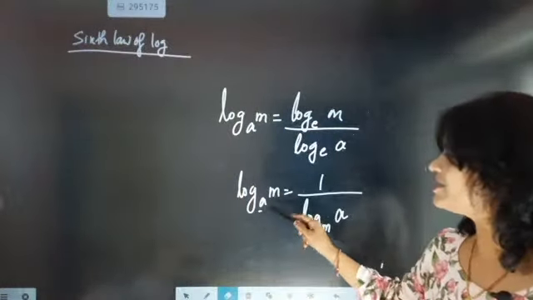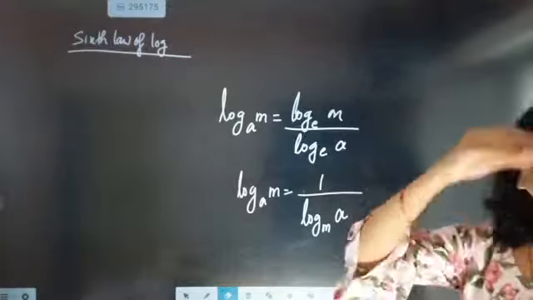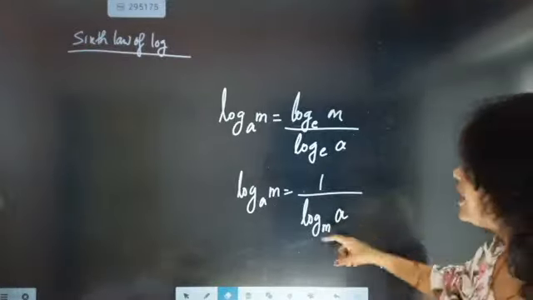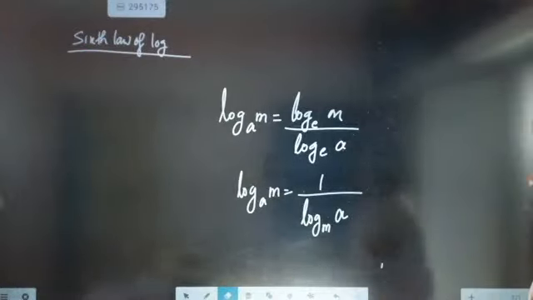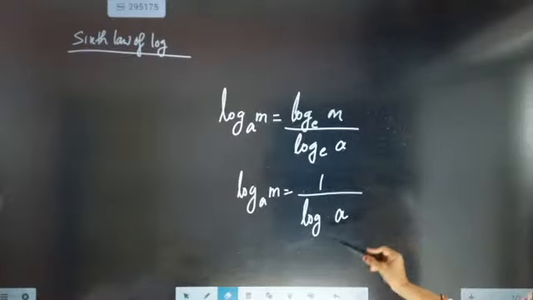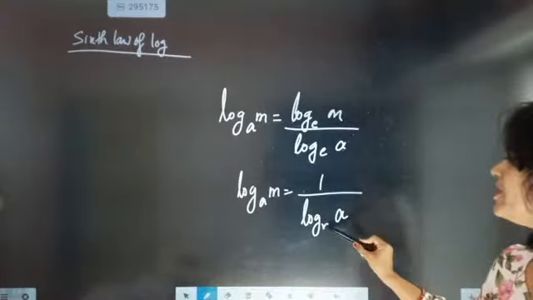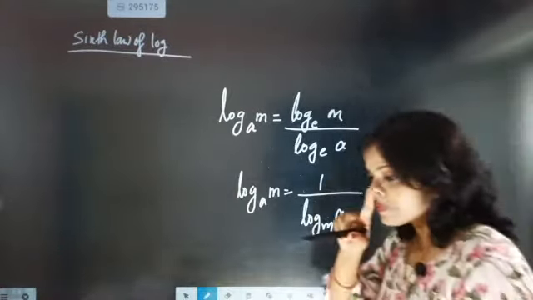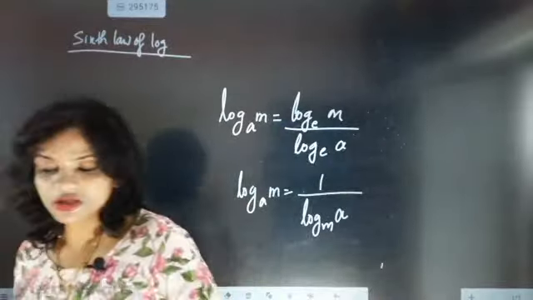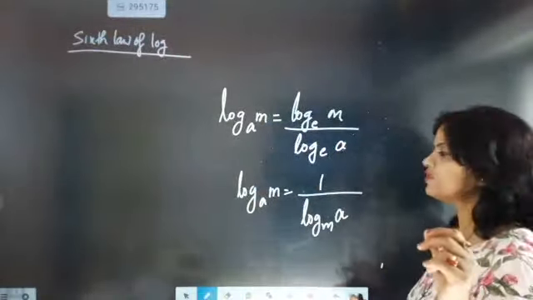Log base a is there, m is there. Once you take the reciprocal of it, the locations will change. You see, m will come in the base and a will come in the argument. So this is a shift. This is exactly what we call a shift.